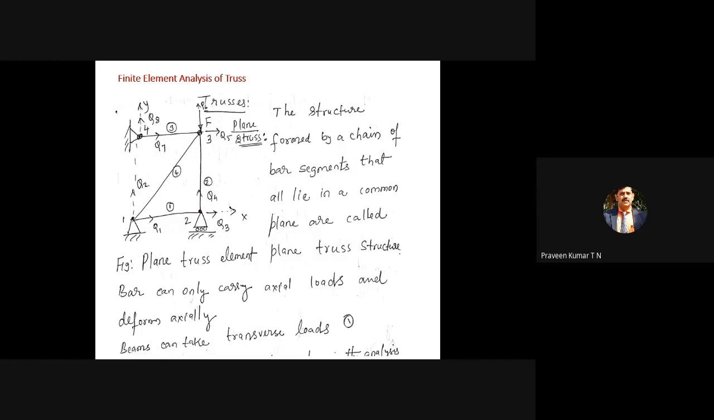What is the value of Q3 here? Is it 0 or non-zero? Because it is a roller support, node 2 can move along the x direction. It cannot move in the vertical direction. Hence, Q3 is not equal to 0, and you have to find the Q3 value. Q4 is 0 because it is supported, so it cannot move in the vertical direction. Hence, Q4 is equal to 0.